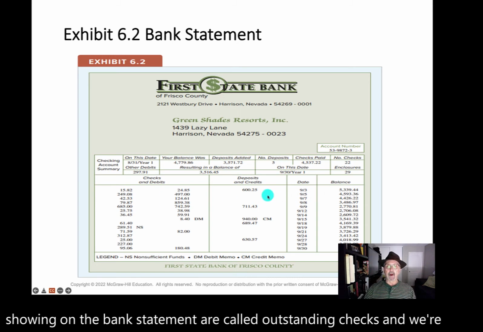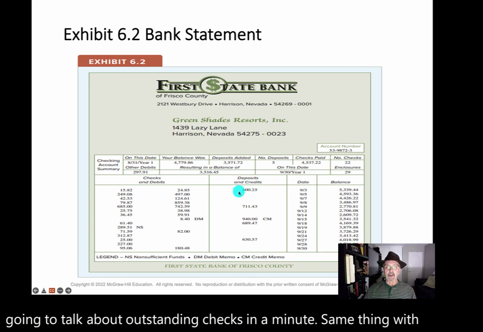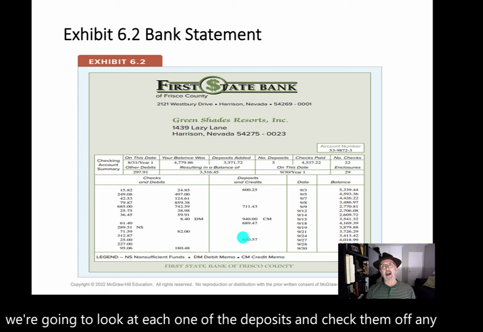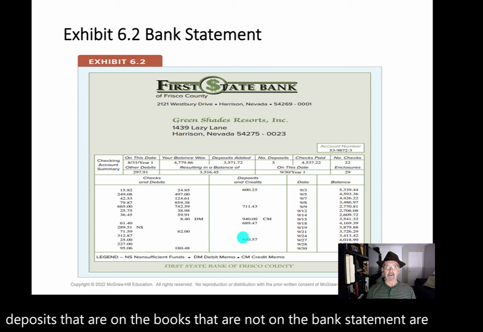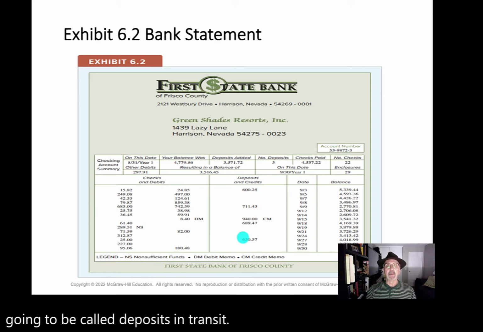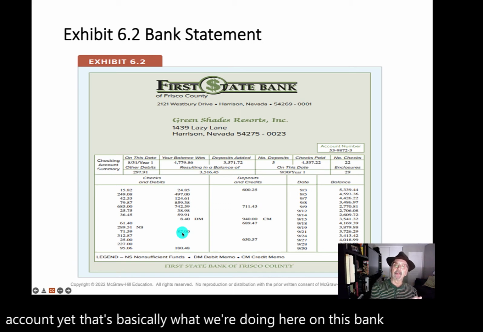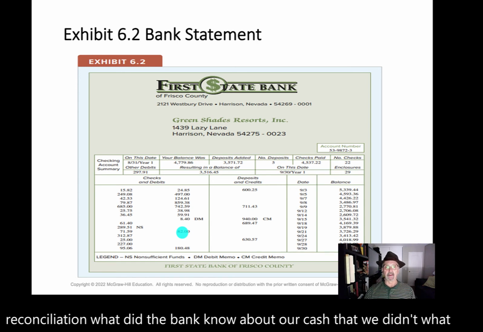Same thing with deposits. We're going to look at each one of the deposits and check them off. Any deposits that are on the books that are not on the bank statement are going to be called deposits in transit. That means deposits that you've put in, but the bank hasn't recorded to your account yet. That's basically what we're doing here on this bank reconciliation. What did the bank know about our cash that we didn't? What did the books know about cash that the bank didn't?